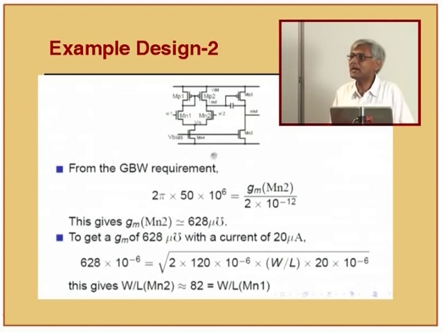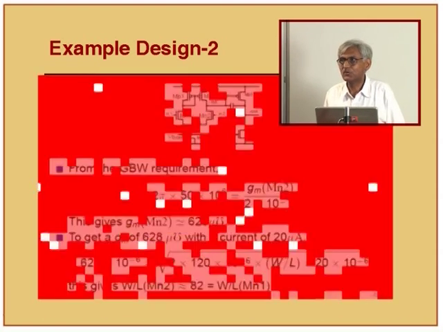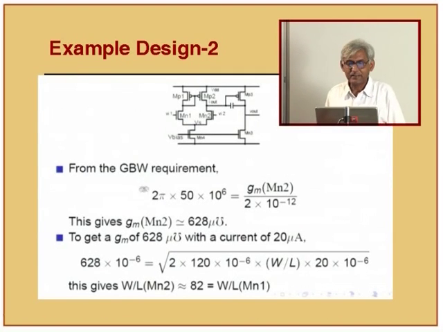Right? So GM by C is the gain bandwidth product. But C is also given, therefore GM is given. So that is what we calculate. From the gain bandwidth requirement, what was the GBW? 50 megahertz. So the corresponding value of omega is 2 pi into 50 into 10 to the power 6. And that is GM by C. So that is the GM of MN2.